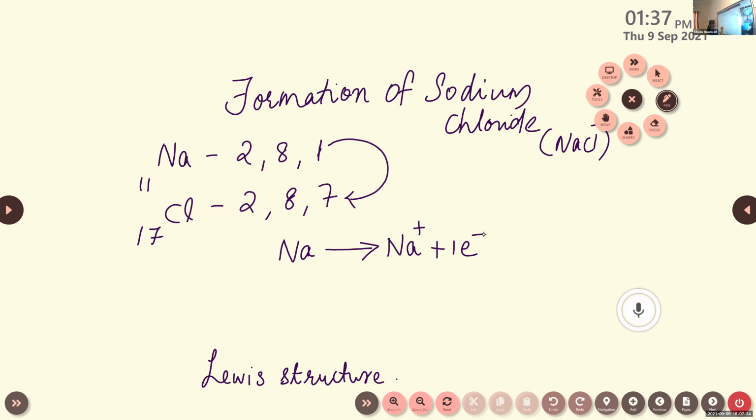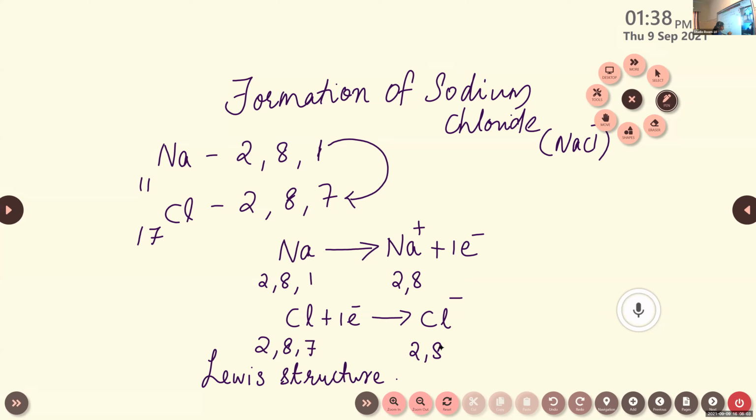Then we can write the configuration. Here it is 2, 8, 1. And when it donates 1 electron, it will become 2, 8. Next one, chlorine. Chlorine will accept 1 electron and it will become Cl minus. So we can write the configuration. In the case of chlorine, it is 2, 8, 7. When it receives one more electron, it will become 2, 8, 8.